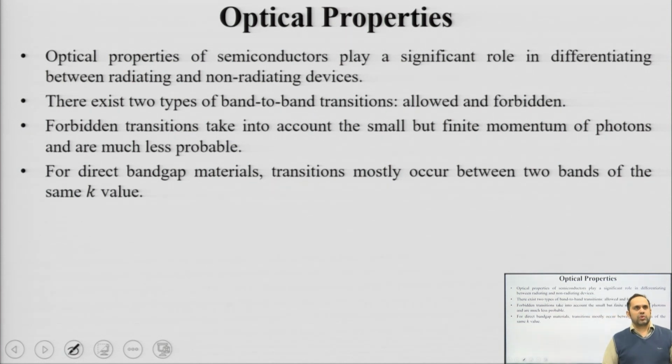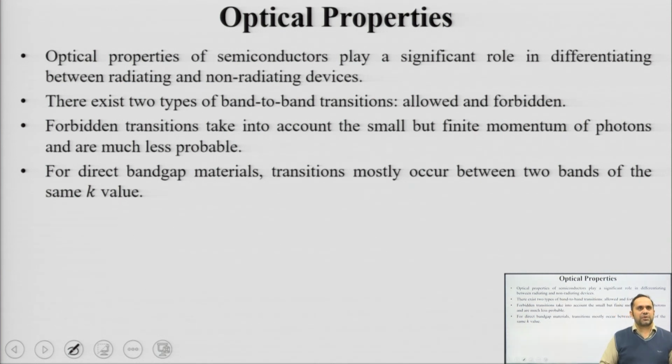There are two types of band-to-band transitions. When we talk about band-to-band transitions, we actually either mean the valence to conduction band transition or conduction to valence band transition. For radiation properties, we are more interested in the opposite, when carriers move from conduction to valence band. The amount of energy they release is equal to the energy band gap.